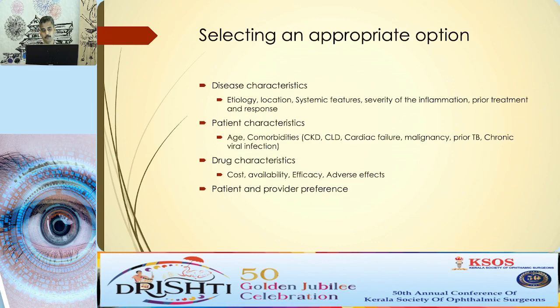So how do we select an appropriate option? It is based on disease characteristics. If the systemic disease is spondyloarthritis, or sarcoidosis, it depends on the systemic disease and the extent of non-ocular involvement. Then there is the severity of the inflammation, how badly the visual acuity is affected, and patient characteristics like the presence of chronic kidney disease, diabetes mellitus, liver disease, and the cost of the drug, insurance, and availability. These all need to be considered while selecting an appropriate option.